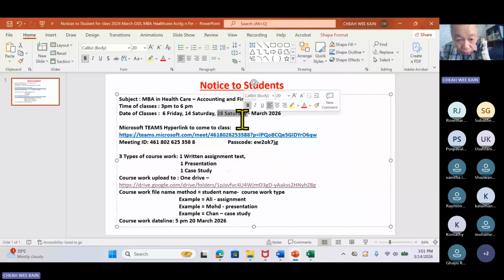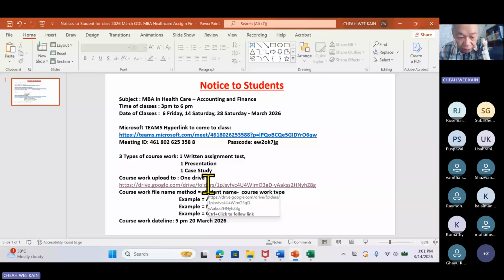I remind you, you must do 3 types of coursework. The coursework is to be uploaded to this file. The deadline is the 20th of March. When you upload, please put your name and the type of coursework.